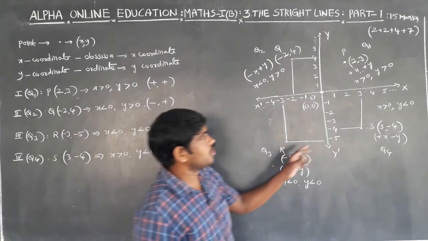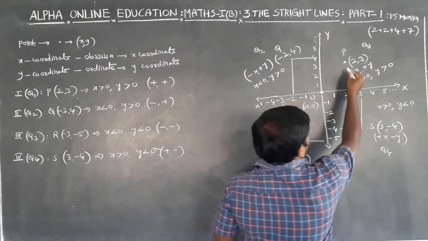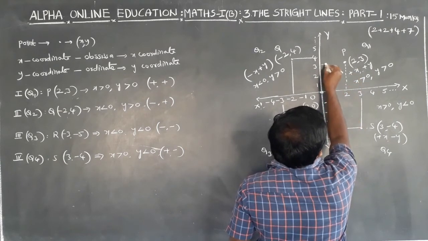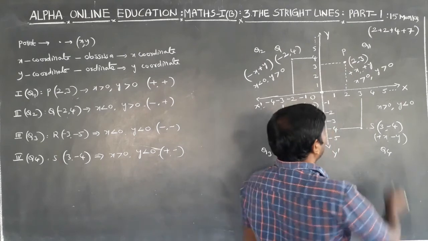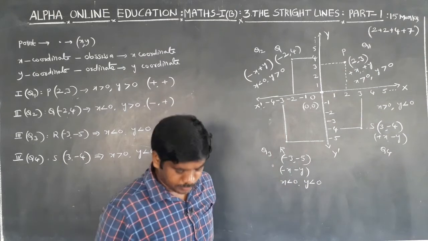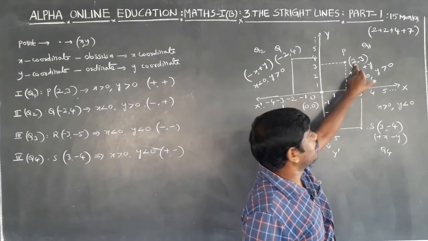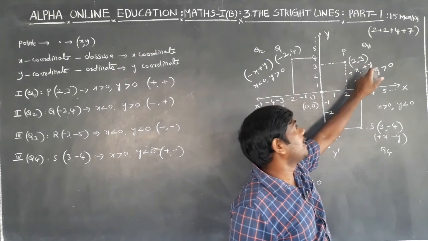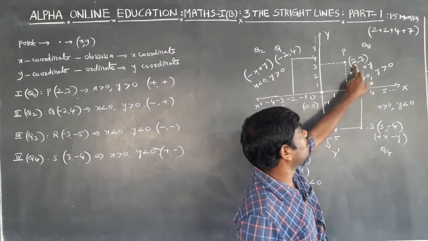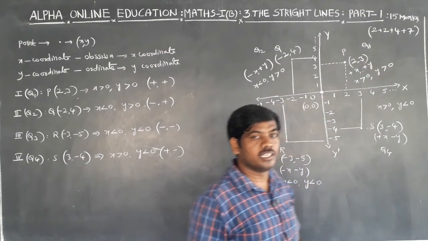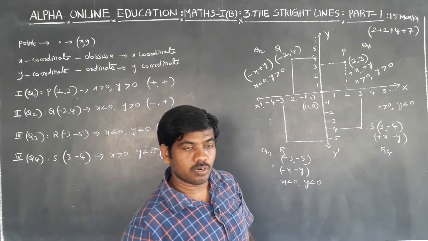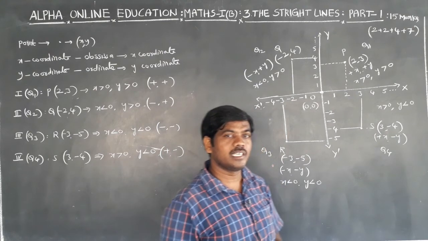In the first quadrant, this is the point P, x value 2, y value 3. A point is denoted by an ordered pair. Pair means two. This is the first element, this is the second element; this is the x coordinate, this is the y coordinate; this is the abscissa, this is the ordinate. In the first quadrant, both are positive. X coordinate is positive, y coordinate is positive.